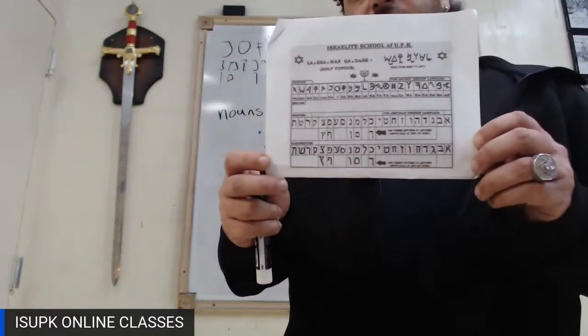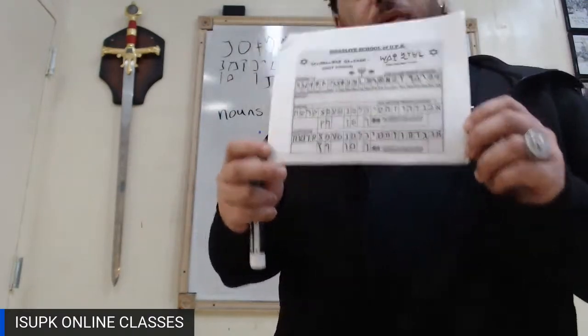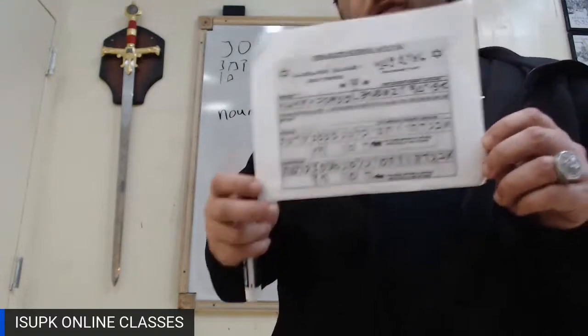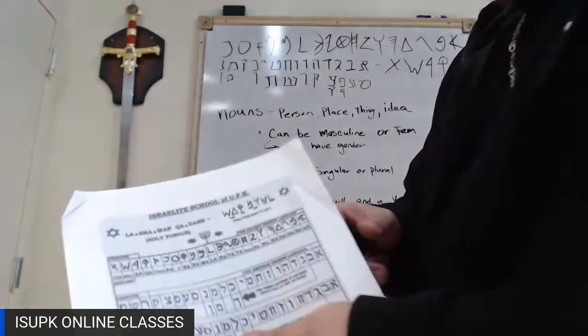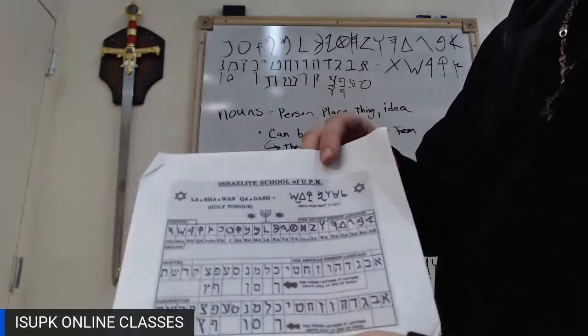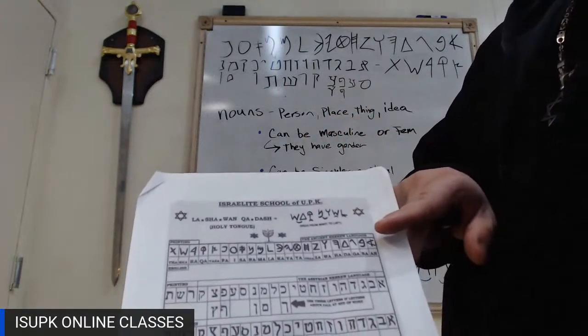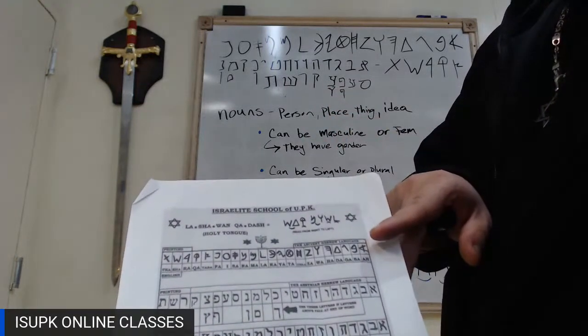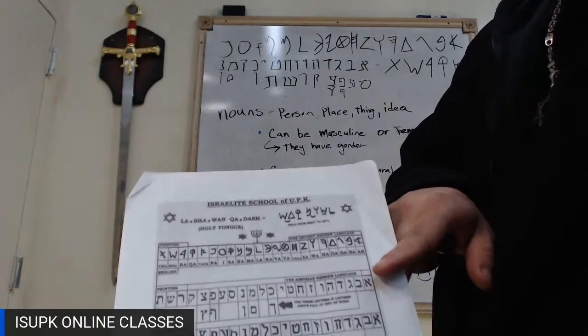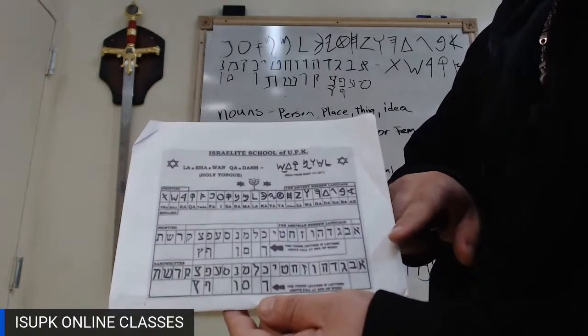You get yourself this. You understand? You can print it. You should be able to keep it on your phone. And what you're going to see is the Hebrew alphabet. You're going to see the Paleo Hebrew alphabet and the Assyrian alphabet. We learn both.